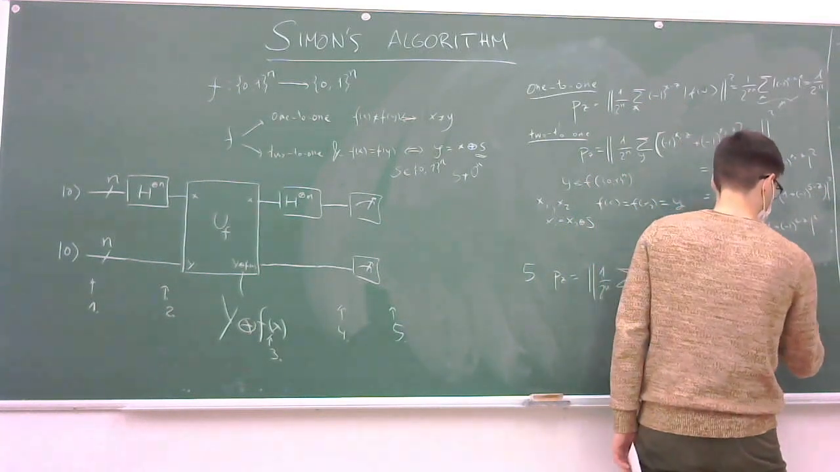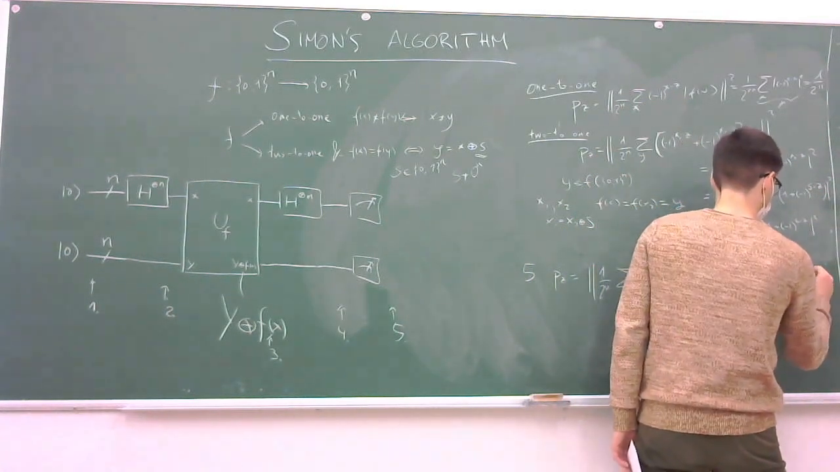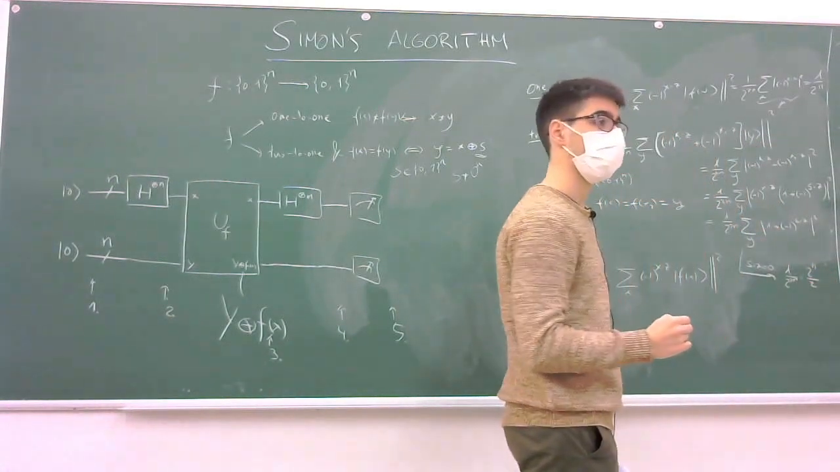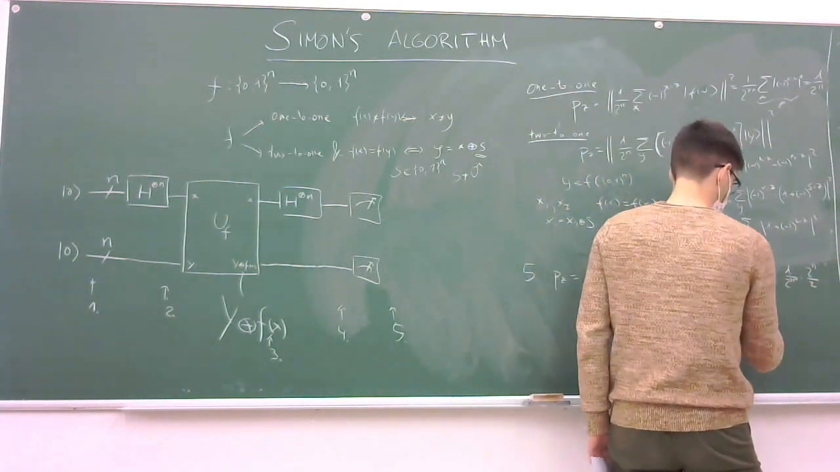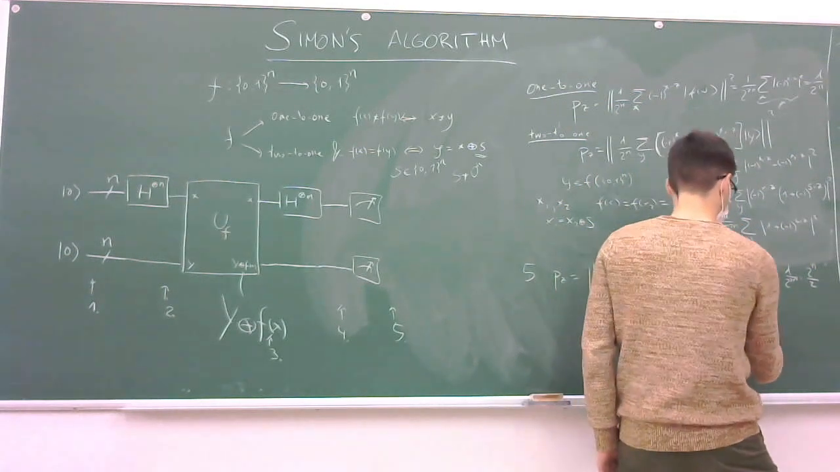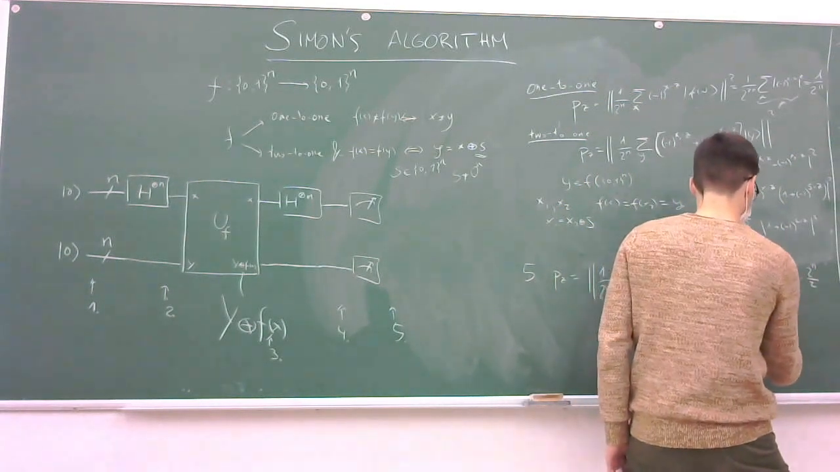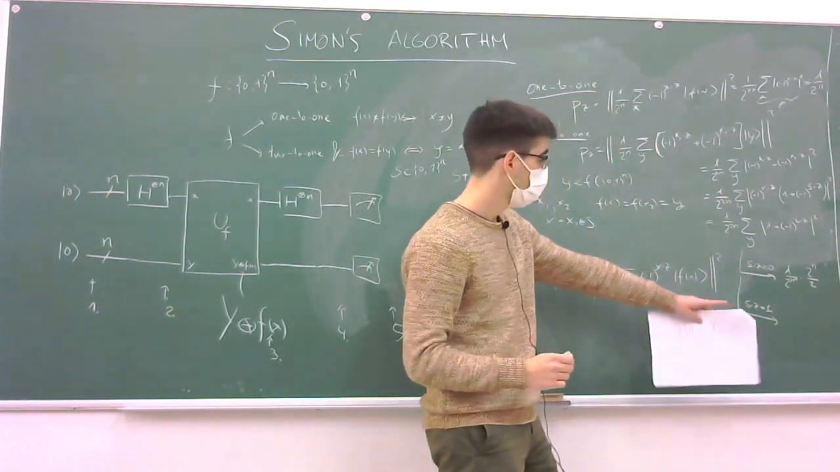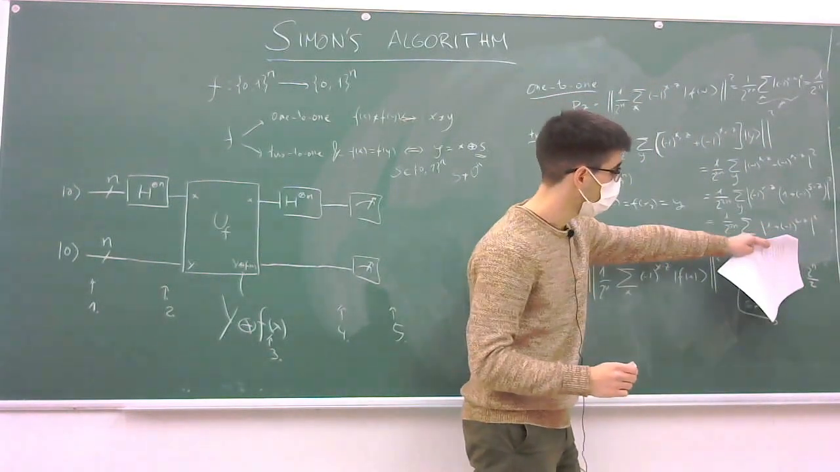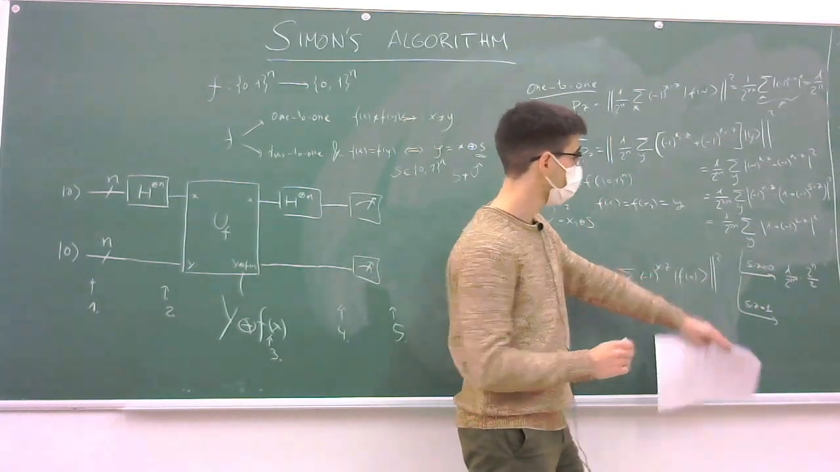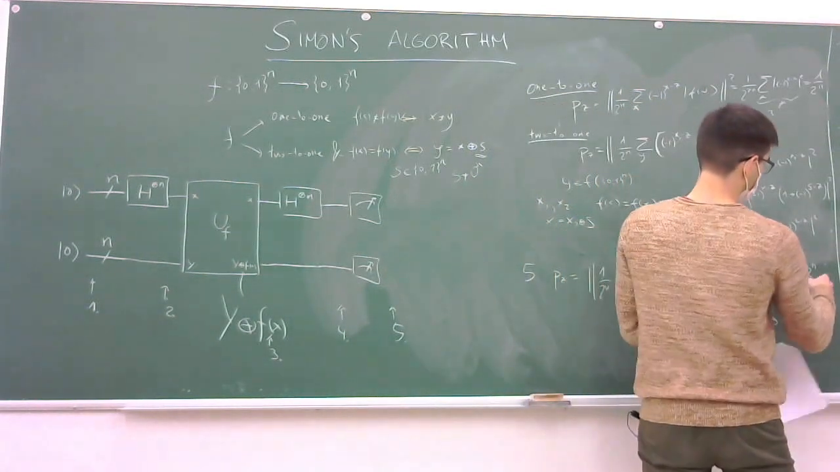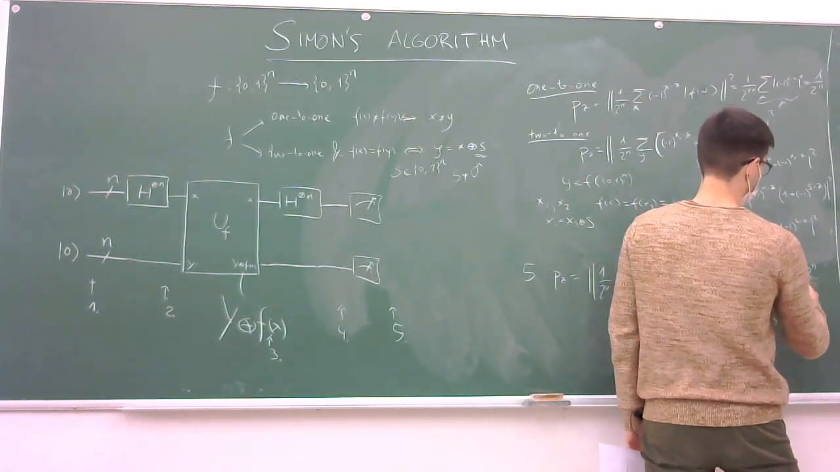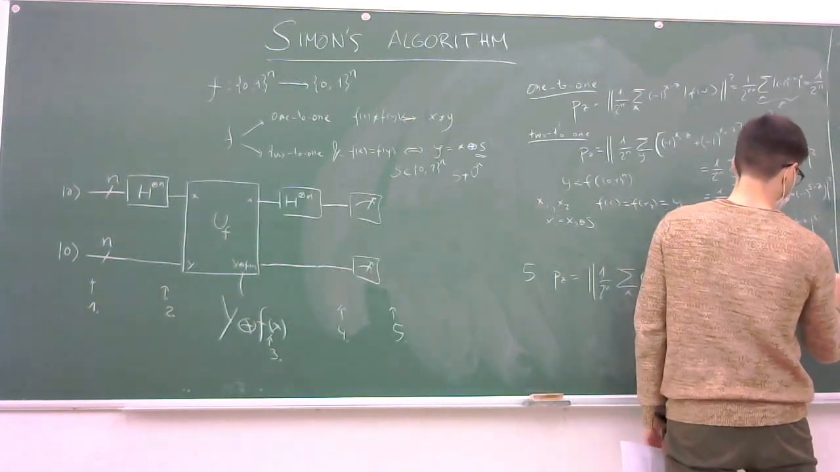you get times 2 to the n half. And if s times z is equal to 1, so in this case we have all of these terms, maybe times 2.